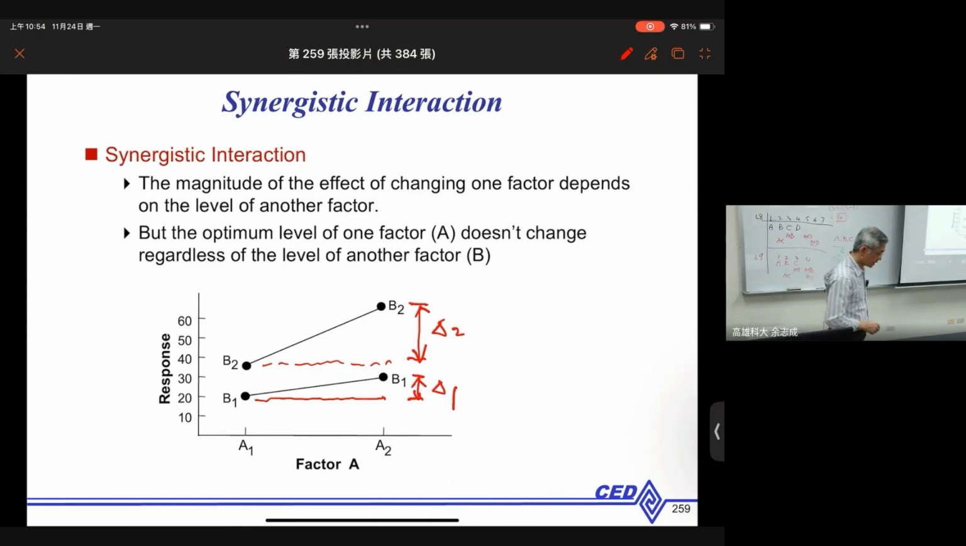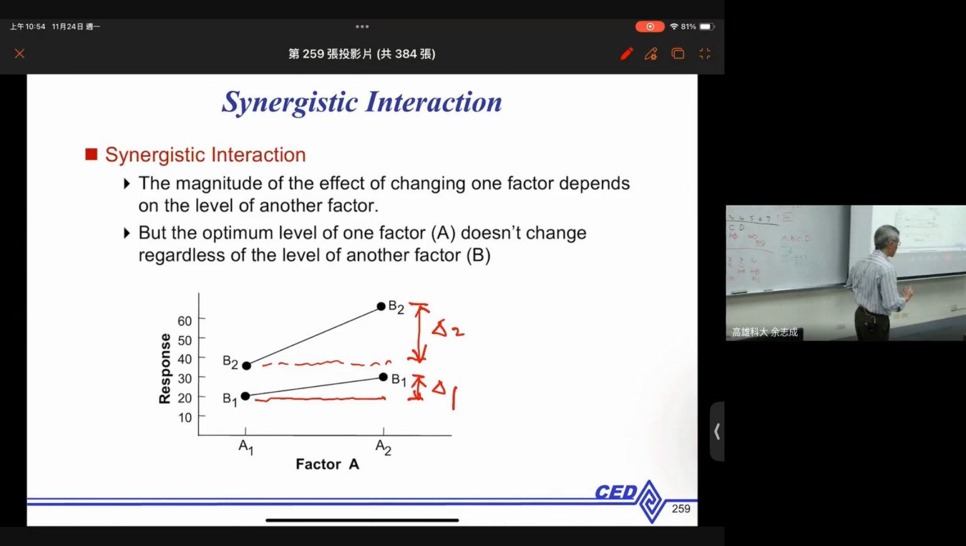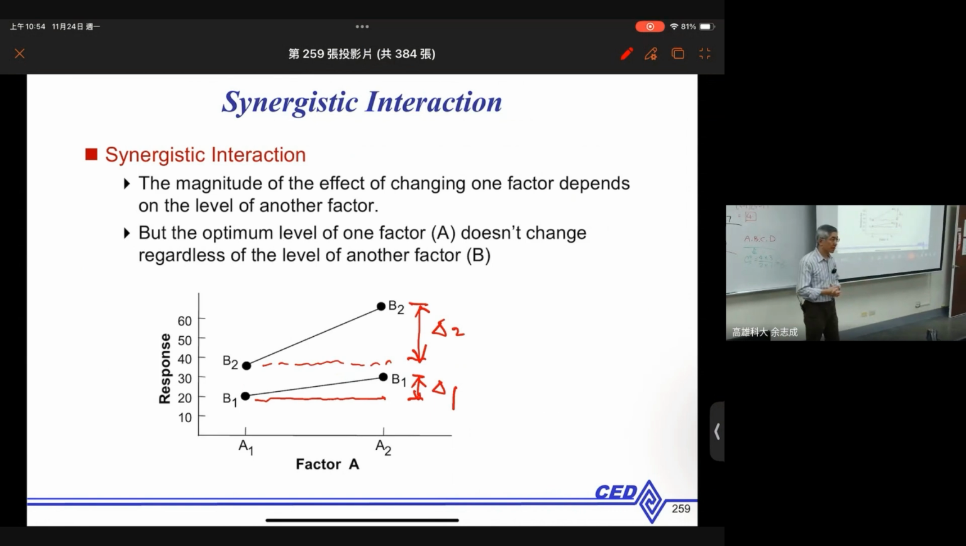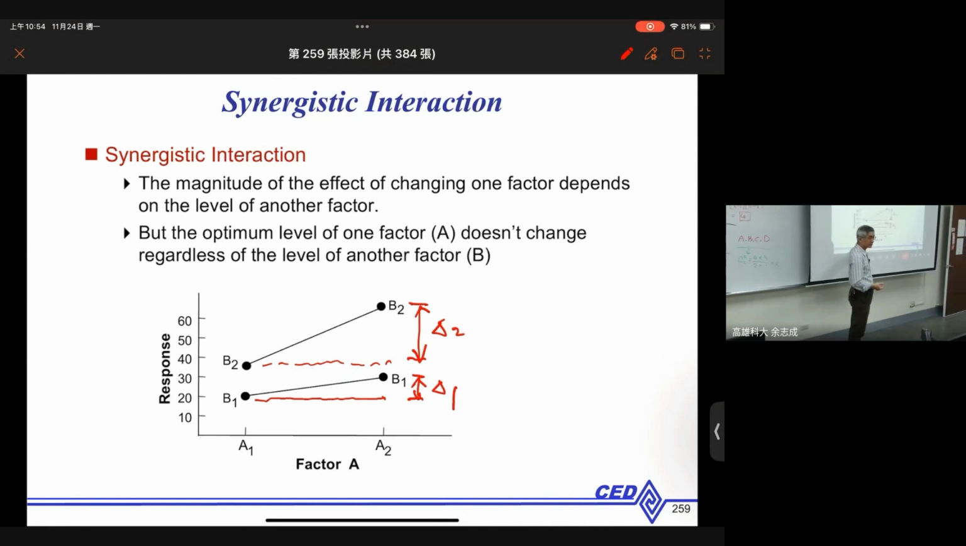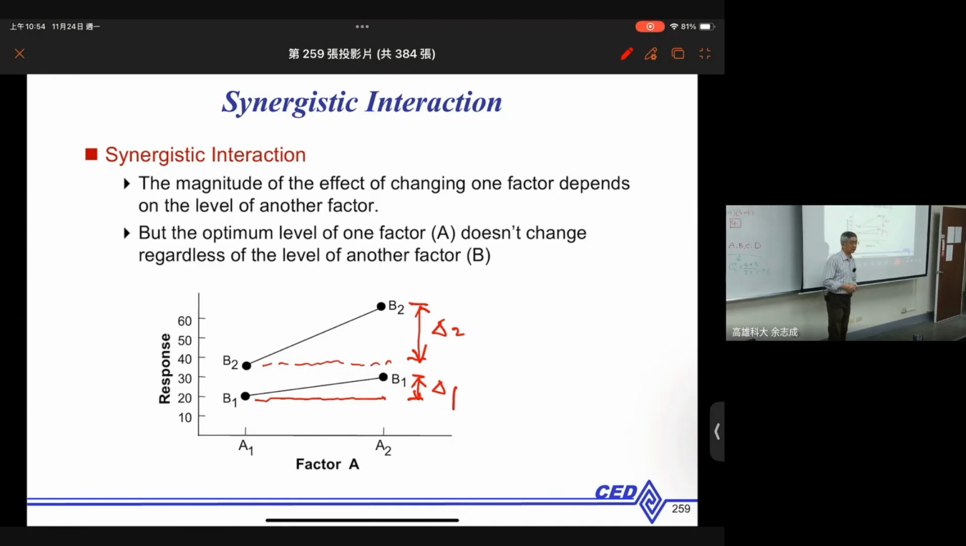But in this case, let's examine the optimal design question. If you want to select factor A, you want to select A1 or A2. Which one is better? A1 better or A2 better? If you want to increase your SN ratio, which level should you select, A1 or A2?